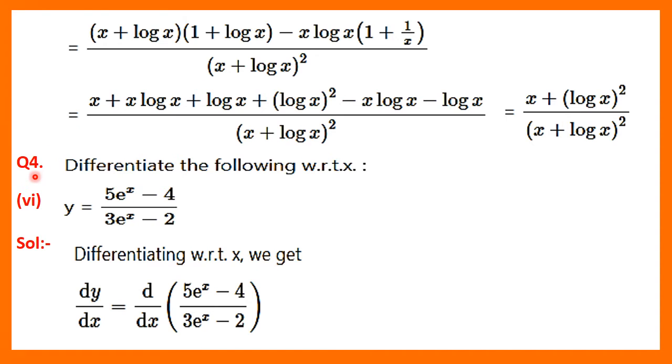Now question number 4, sixth one. Differentiate y is equal to 5 into e raised to x minus 4 divided by 3 into e raised to x minus 2. Again the function is in quotient form, so we have to apply the quotient rule of differentiation.